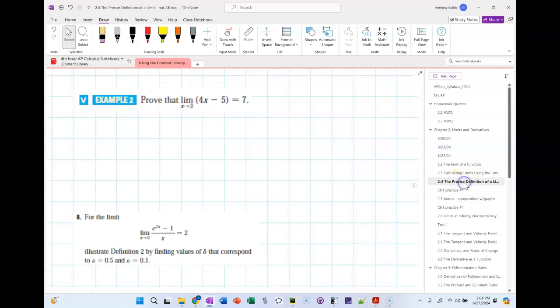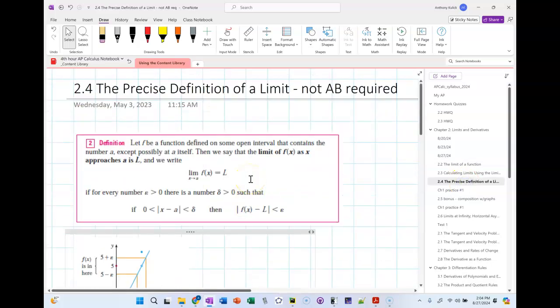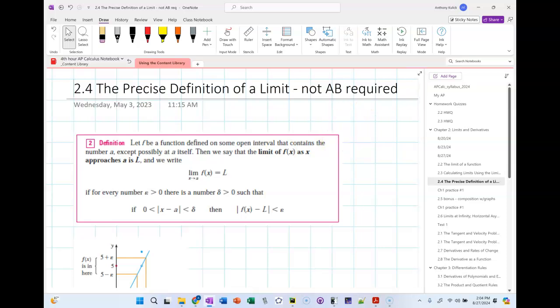All right. Let's talk about section 2.4 then. So 2.4 is the precise definition of a limit. This is not an AB topic. I will give you no homework assignment on this. It's just enrichment, like we'll sit and listen and you walk away and be like, oh, maybe I understand a little bit more how to do this or what this means than when I started.